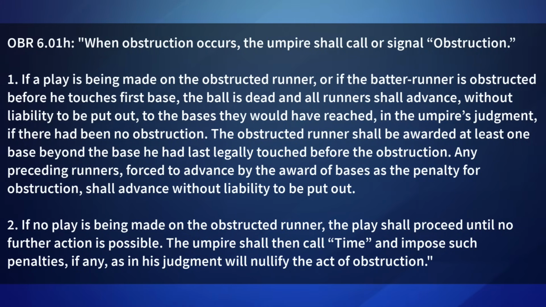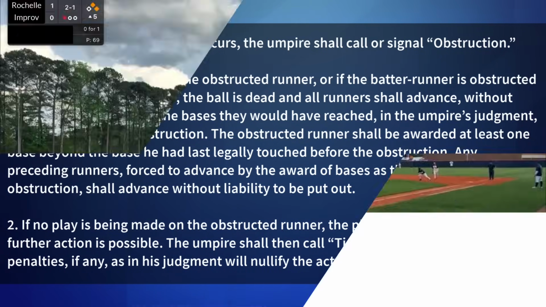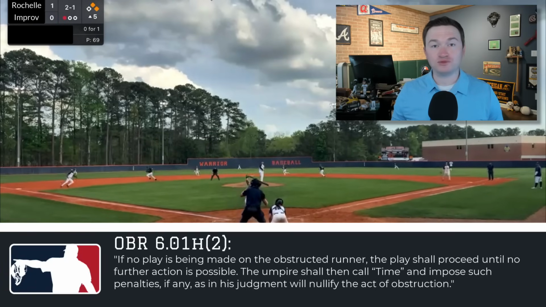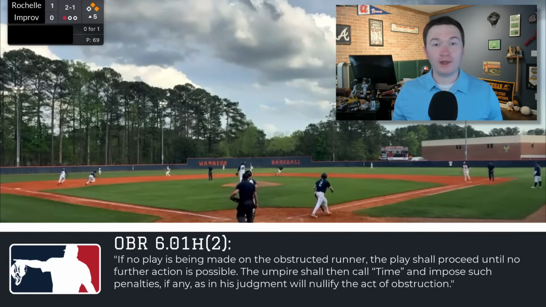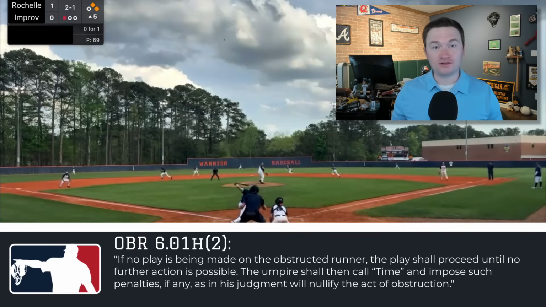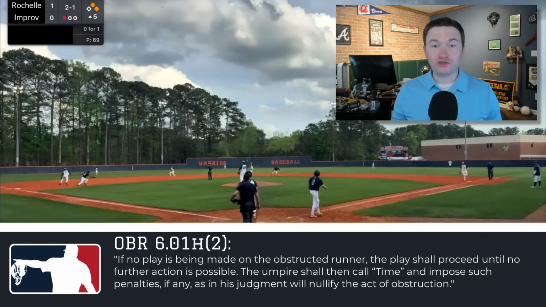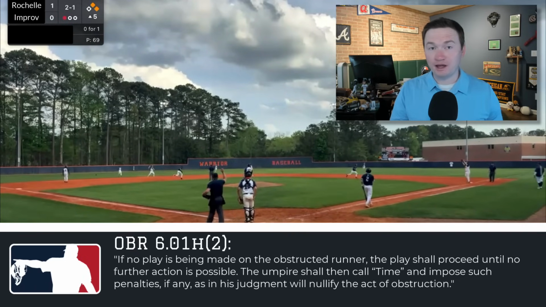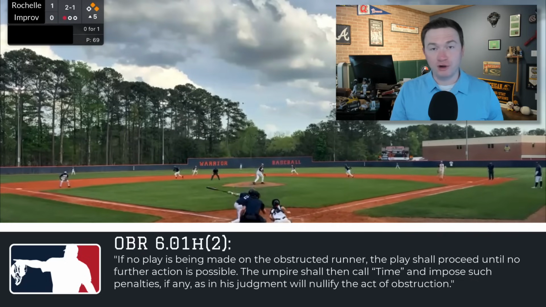2. If no play is being made on the obstructed runner, the play shall proceed until no further action is possible. The umpire shall then call time and impose such penalties, if any, as in his judgment will nullify the act of obstruction. Now, going back to our play, we see that when the obstruction occurs, there's not a play actively being made on the runner. The shortstop is trying to catch the infield pop-up, which means our third baseman is not making a play on the ball and not making a play on the runner.